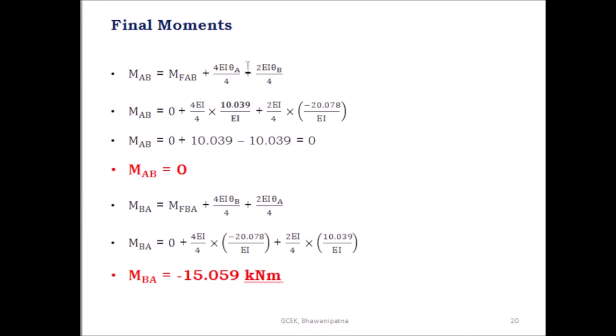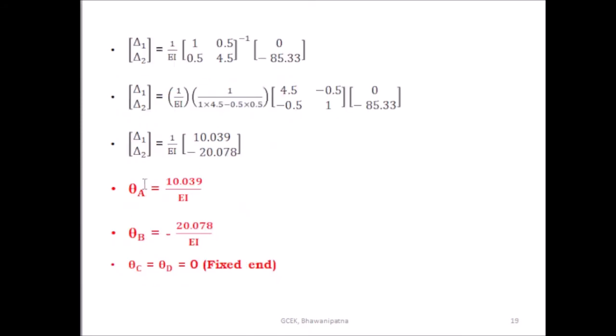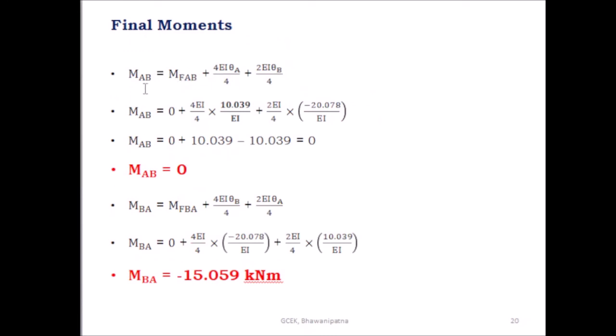Then you have to take theta A, theta B, theta C, theta D. Here you got theta A and theta B, these two unknown independent displacement components, and theta C and theta D are equal to 0. Then after putting theta A, theta B, theta C, theta D and the fixed end moment, using the slope deflection equation you can find the moment. So MAB is equal to MFAB plus 4EI theta A by 4 plus 2EI theta B by 4. MFAB, you know, is 0.